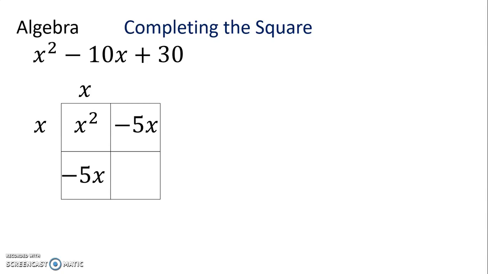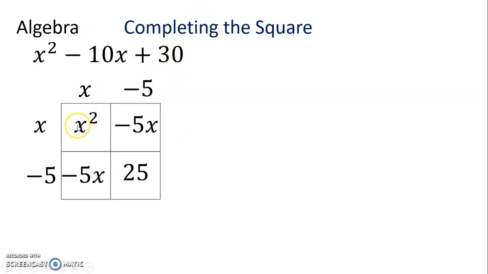Okay, so I should have an x and an x. I'm then going to need, this time, a negative 5 and a negative 5. And so what we've got to remember here is when we multiply negative 5 times negative 5, we're going to get positive 25 in this part of our grid. So just like before then, my expression is plus 30.